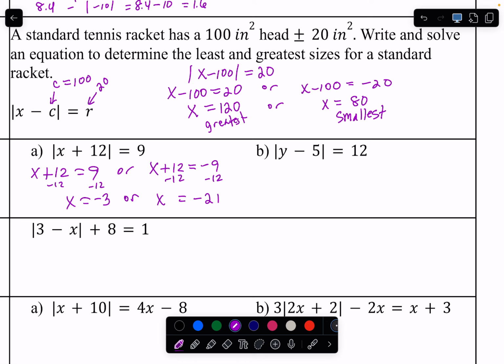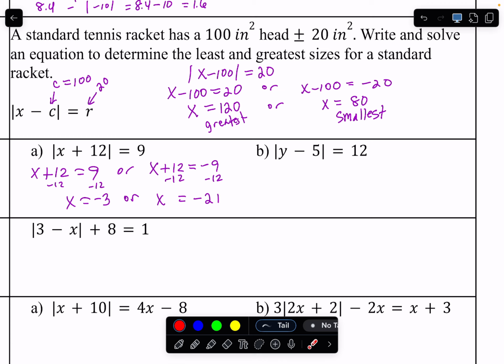Now let's think about if we check it. If we check it back up in the original, let's plug in negative 3 into here. So if we have negative 3 right there, plus 12 gives us 9. The absolute value of that is 9. Let's think about if we plug in negative 21 right there. We would get negative 21 plus 12, which is negative 9. That answer's absolute value is 9. So you should be able to check it back in the original, and you shouldn't have a problem.